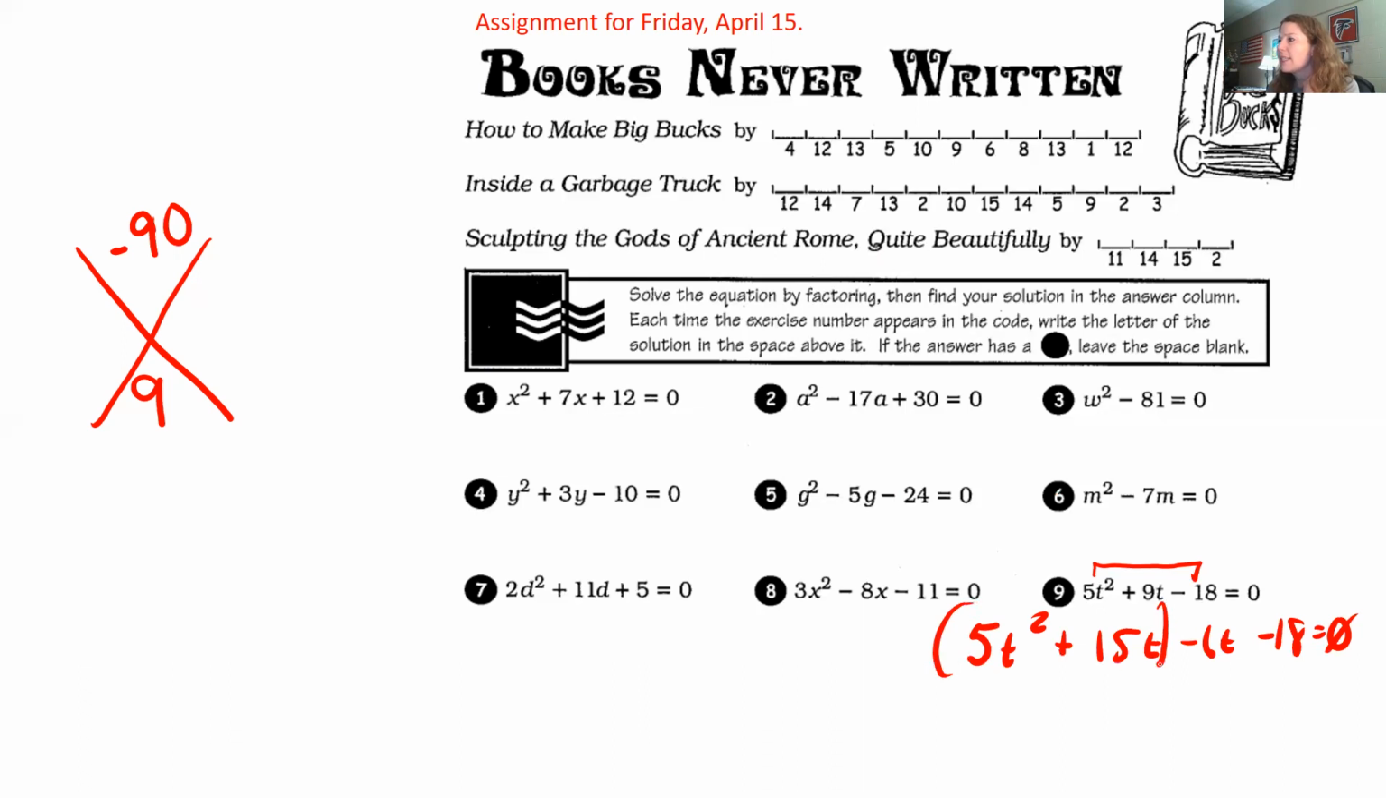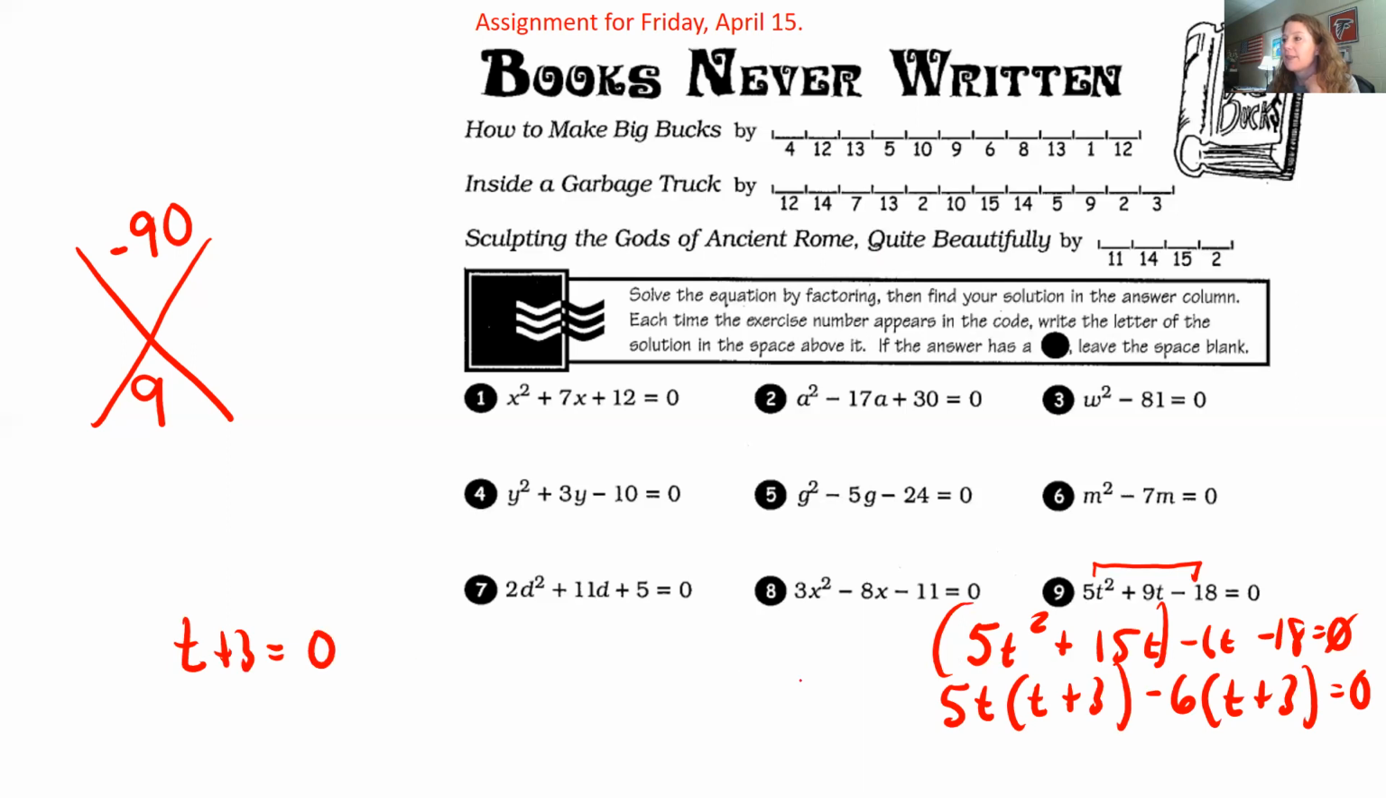All right, let's factor these first 2 terms. We get 5t, and what would be left out of 5t squared would be t plus 3, and then we're going to factor out a negative 6, and then we'd have t plus 3 again. Okay, so this is number 9. One of our factors is t plus 3, and we set it equal to 0. The other factor is 5t minus 6 equals 0. We subtract 3, so one of our solutions is negative 3 for number 9.